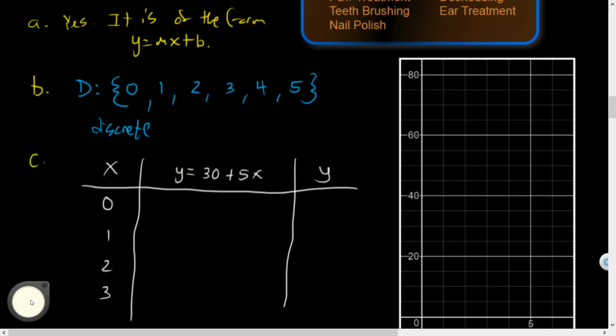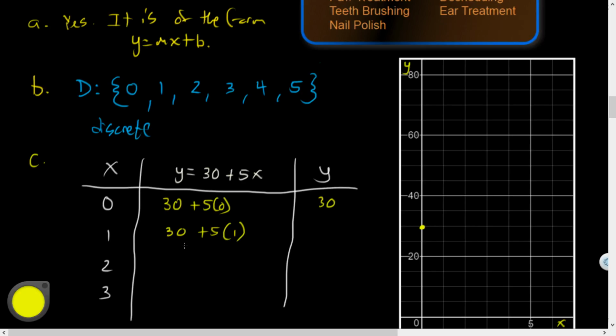So let's figure this out. 30 plus 5 times 0. 5 times 0 is 0, and that's just 30. So let's even plot this. 0, 30 is right here. Remember, this is our x-axis. This is our y-axis. I've conveniently pre-sized our graph for us, but at some point, you should be able to do that on your own.